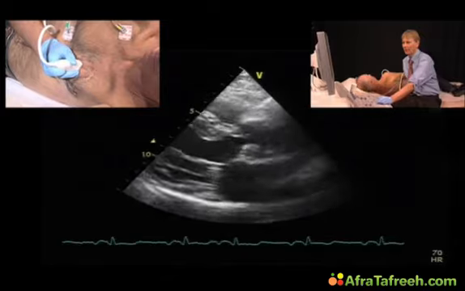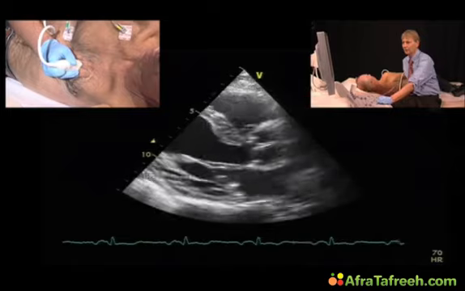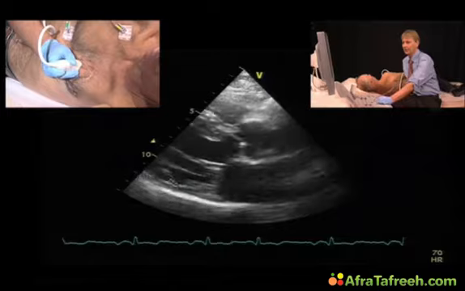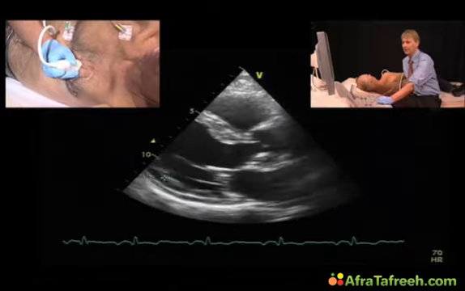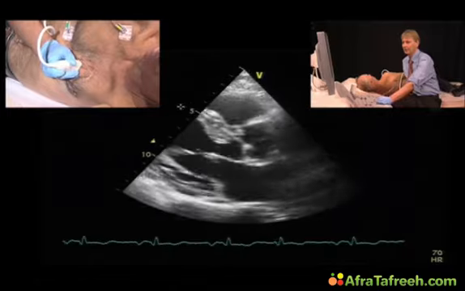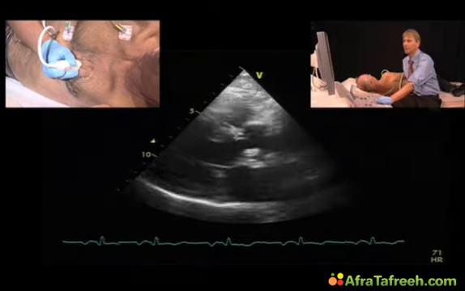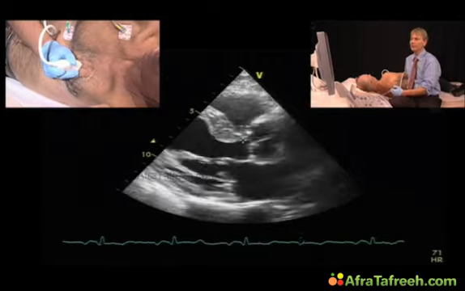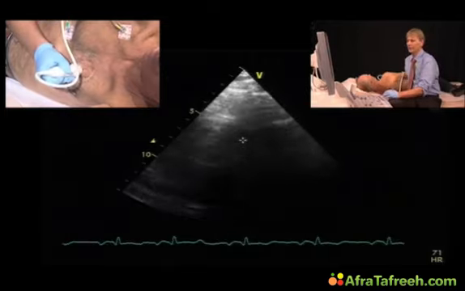The wall is thin, does not contract normally, and there's also more echogenicity within the posterior wall. The remaining portions, as far as we can see them in this view, seem to be normal. So let's now go to the short axis view.